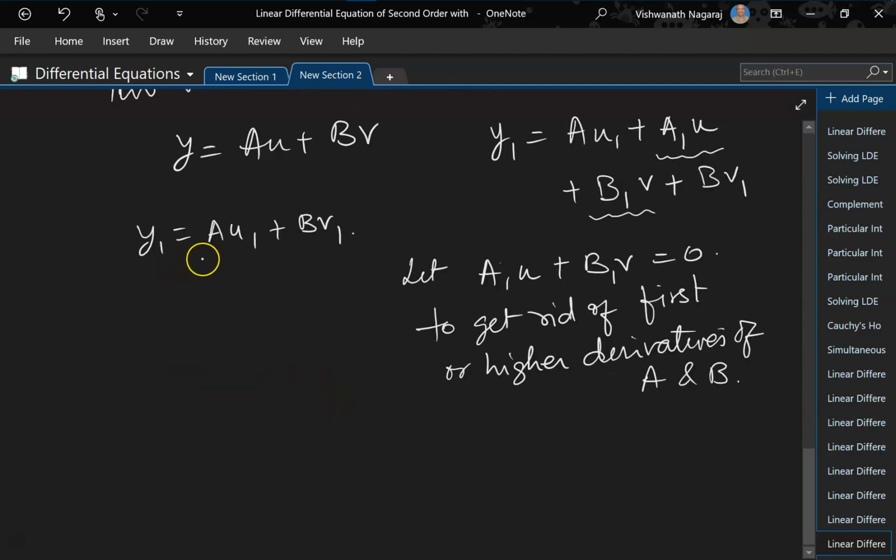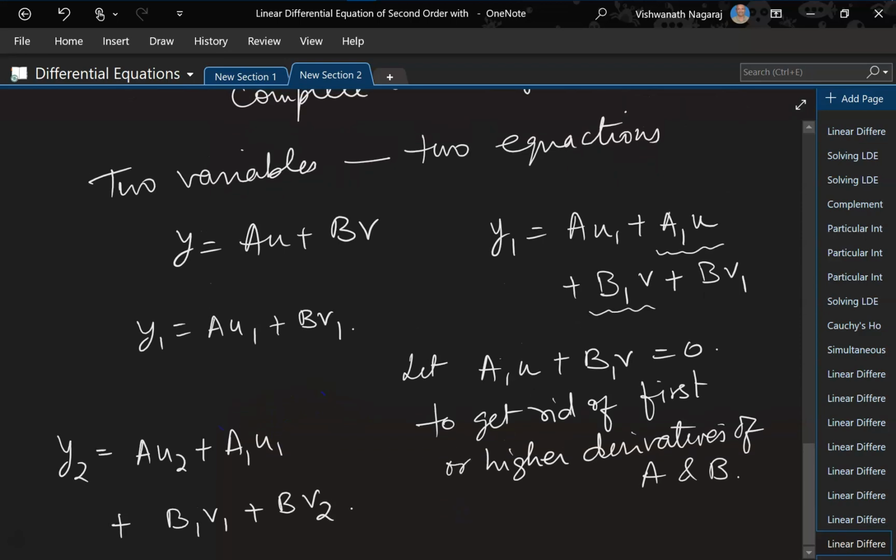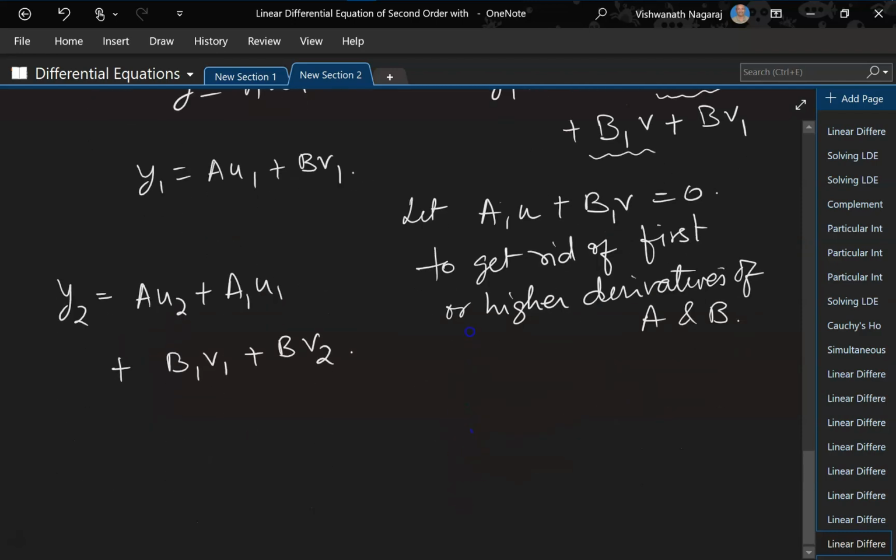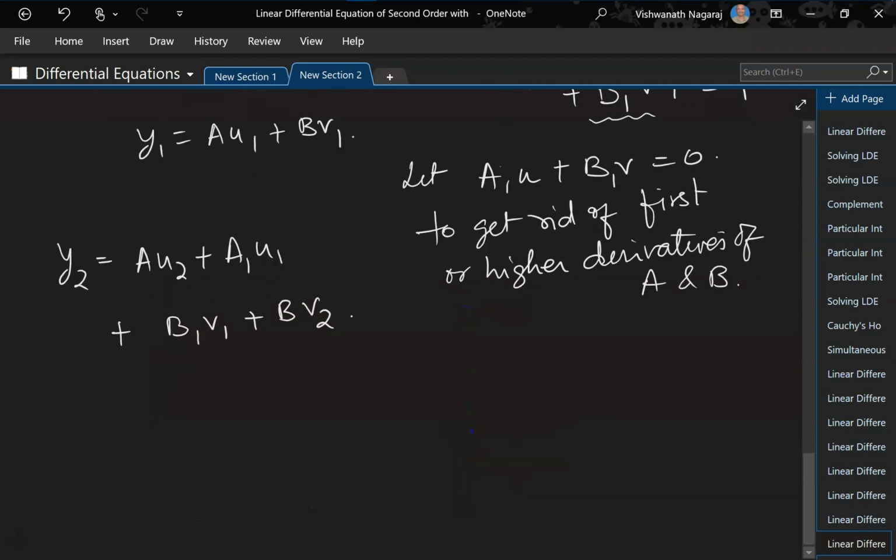Now let's differentiate this again. So we get y2 is equal to a u2 plus a1 u1 plus b1 v1 plus b v2, right? So what do we have? We started off with y. We differentiated once to get the first derivative, then we differentiated again to get the second derivative. Now let's put this in equation 1.